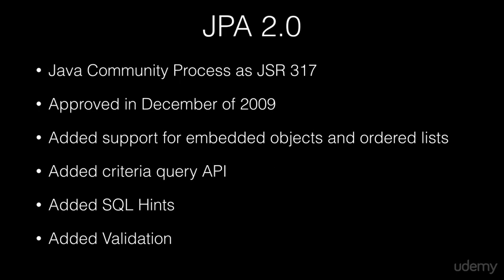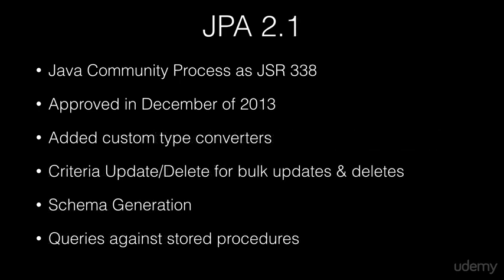Now, JPA 2.1 came out under JSR 338, and this was approved in December of 2013. This added a very important feature for custom type converters and also criteria for update and delete of bulk data in the database. So this is a pretty important feature to do these bulk operations. It also gave us a standard way to do schema generation and run queries against stored procedures.